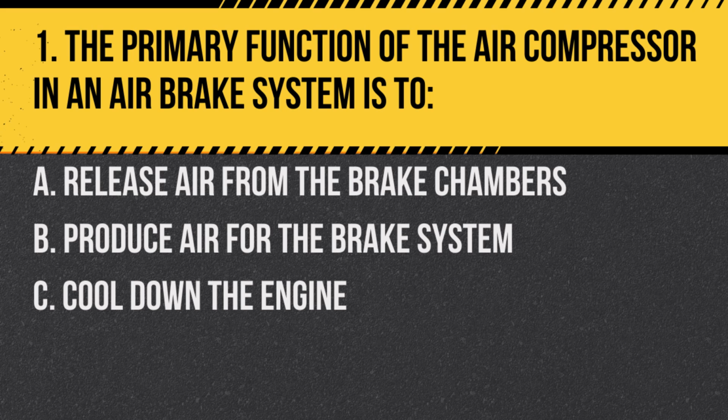Question 1. The primary function of the air compressor in an air brake system is to: A. Release air from the brake chambers. B. Produce air for the brake system. C. Cool down the engine. Answer: B. Produce air for the brake system. The air compressor's main role is to generate and supply air to the brake system.